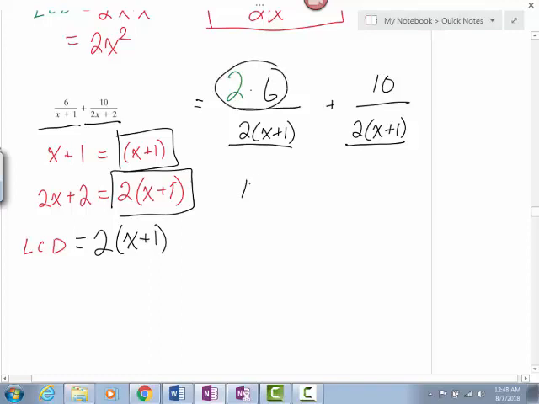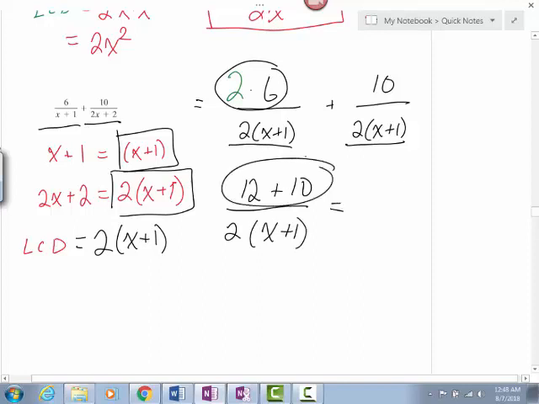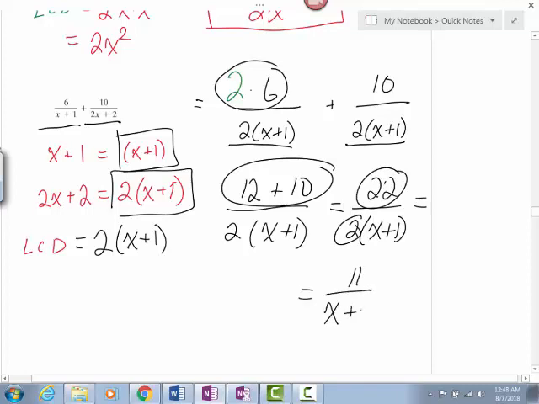So 2 times 6 is 12, plus 10, all over 2 times x plus 1. We'll go ahead and add the numbers on top. 12 and 10 is 22, all over 2 times x plus 1. And now we can finally go ahead and reduce. 2 goes into 22 11 times, all over x plus 1. And that is my final answer.